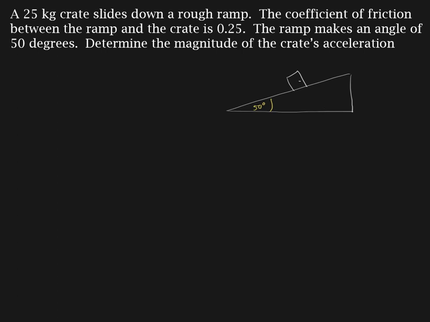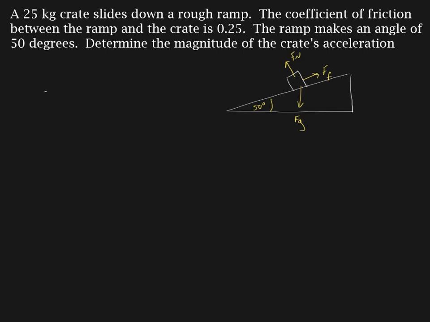Okay, so like always, the first thing we have to do is draw our FBD, and in this case we have one touch, which can provide up to two forces. So we're going to have the normal force, and then we're going to have the force of gravity. And because we're sliding on a rough ramp, we know that a friction force must exist pointing opposite the slide. So once again, we have three forces.